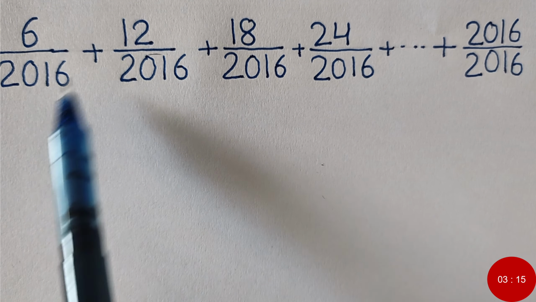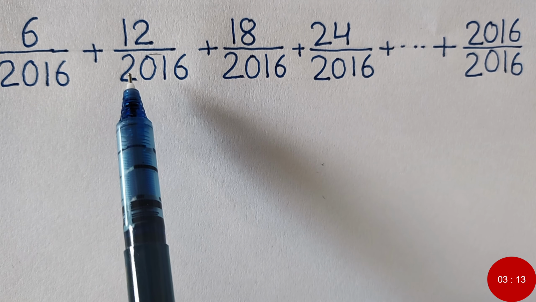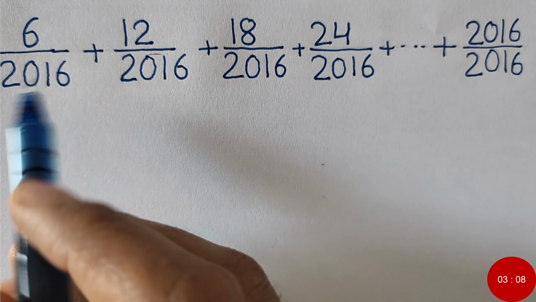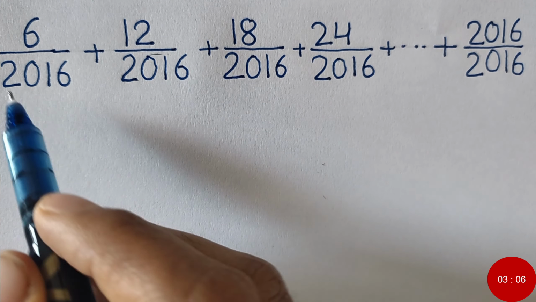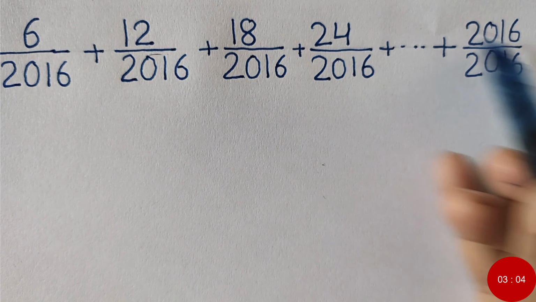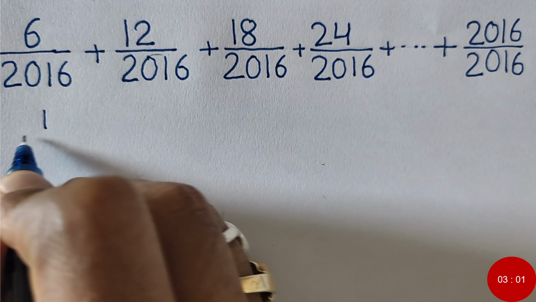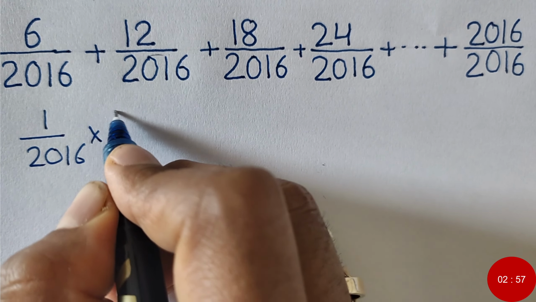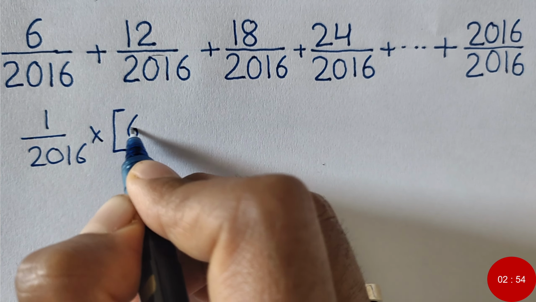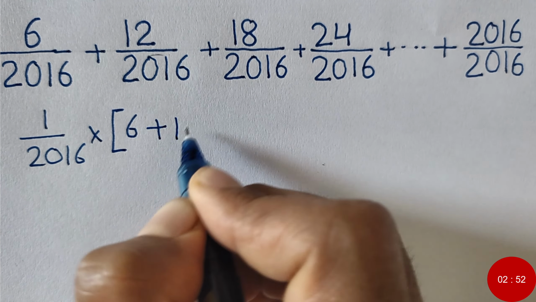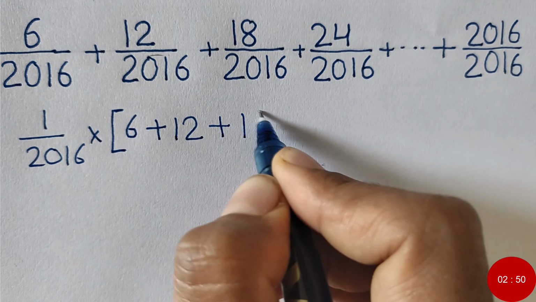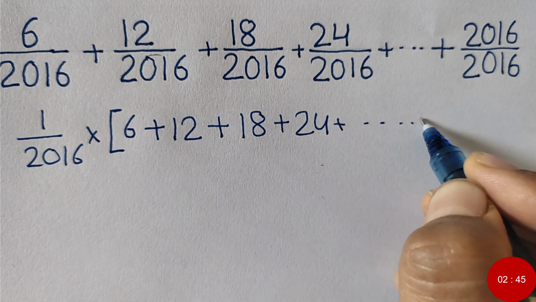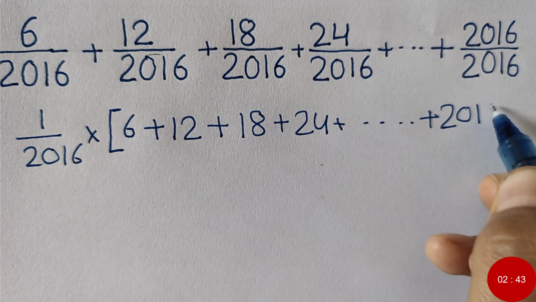As we can see, 2016 is the common denominator in each term of the above series. Hence, by taking the common denominator 2016 out of all the terms, we will get 1 upon 2016 outside the bracket and inside, 6 plus 12 plus 18 plus 24 till 2016.